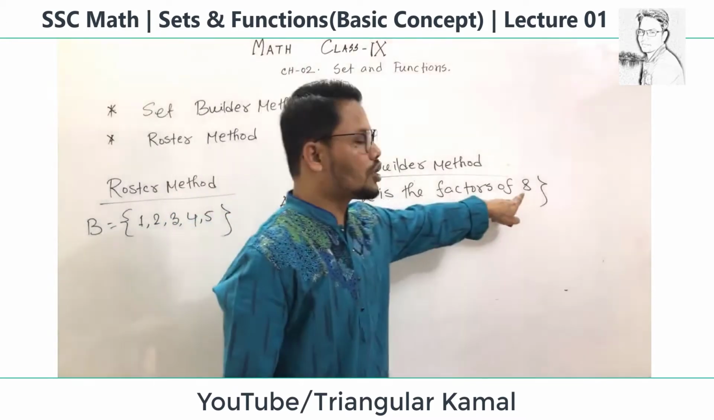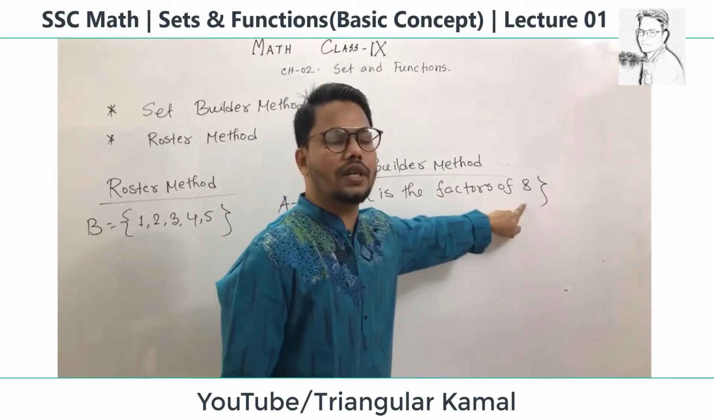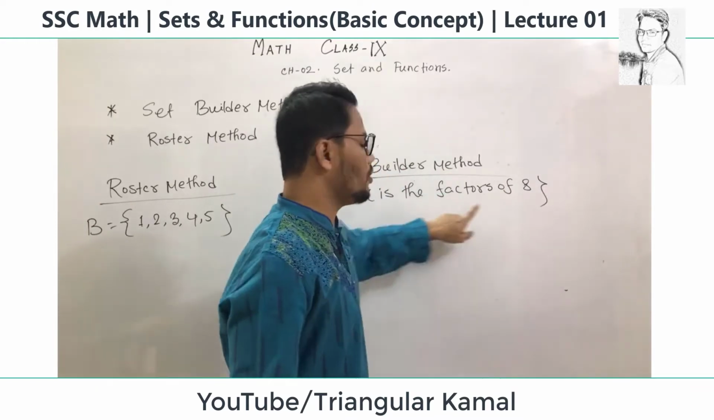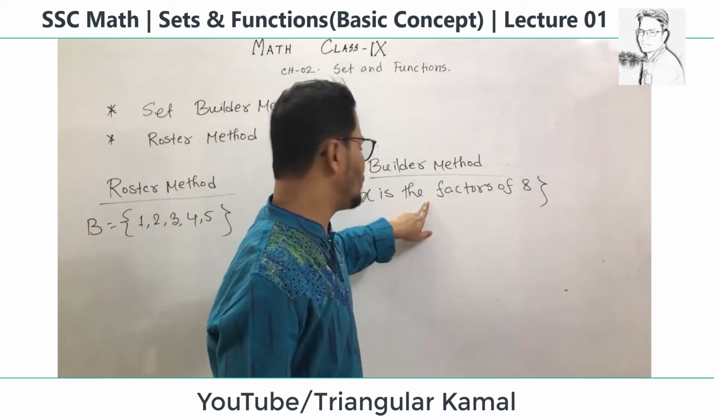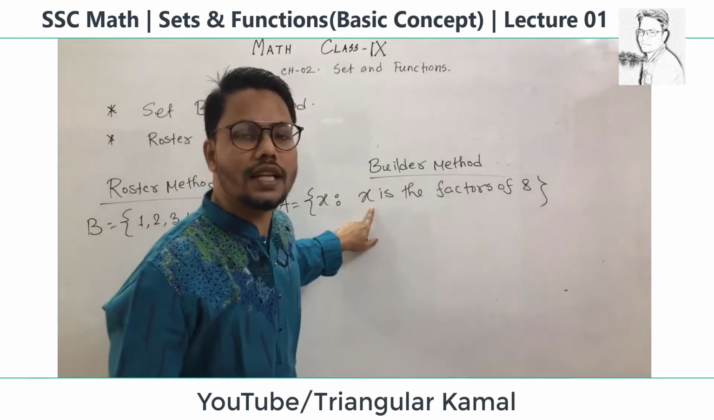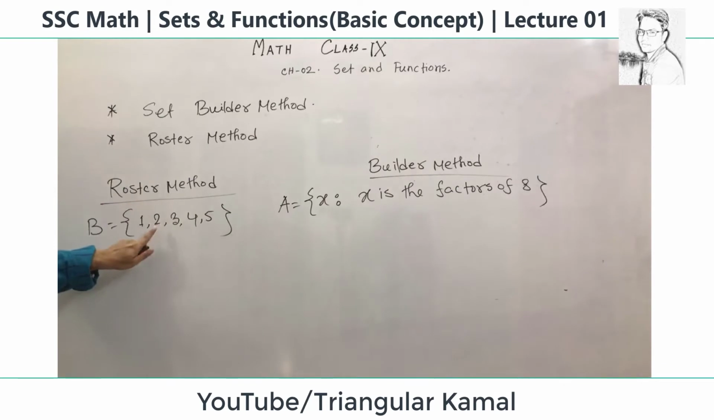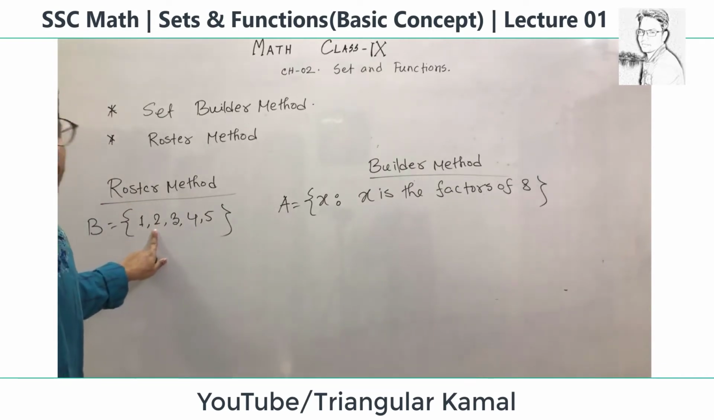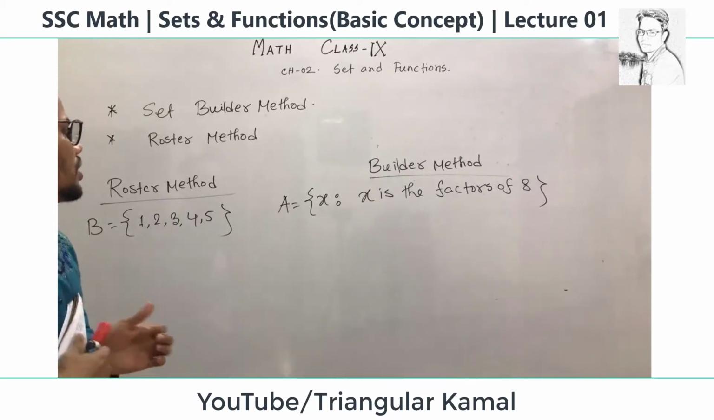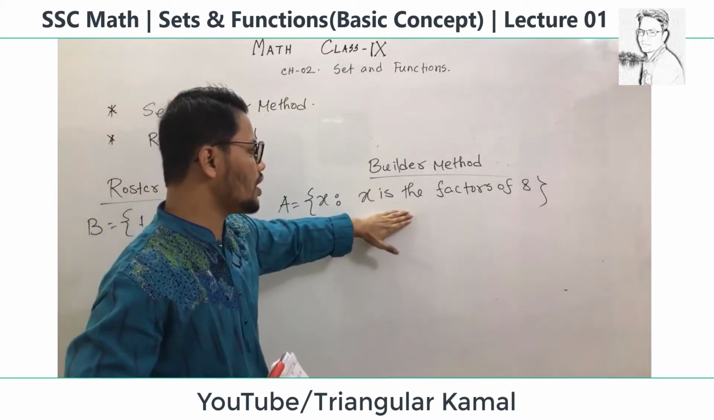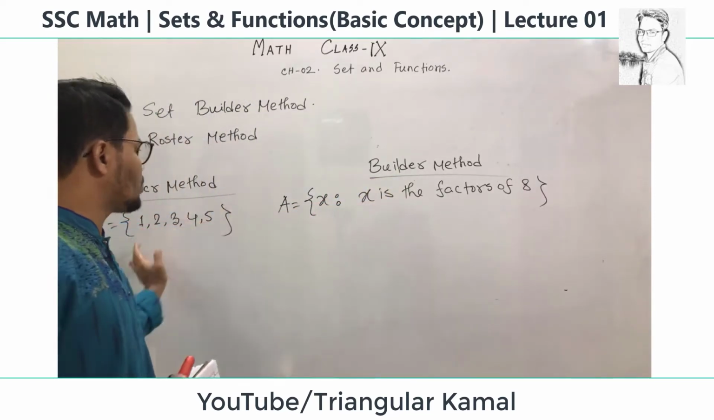This is the factors of 8, or multiples of 8 up to 50, or the even numbers 2 to 10, or the odd numbers 1 to 100. So this information will be given, but the elements will not be given directly. This is called the set builder method. But in the roster method, you can see the elements directly and you can count one by one. So I think the two methods are clear to you. That means you have to convert from builder method to roster method or roster method to builder method.